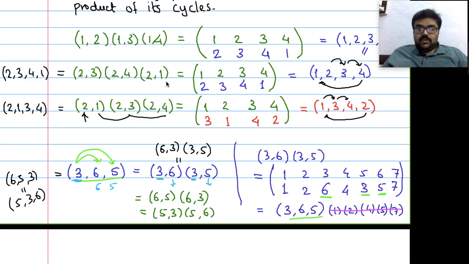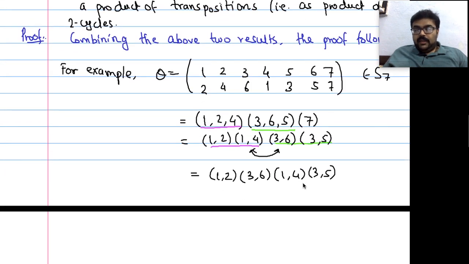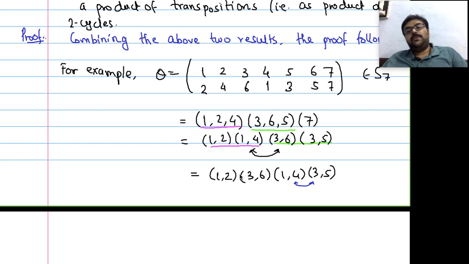Okay, so again these 2 also can commute, so there is no problem. Similarly, this 1, 2 also can be jumped. So this 1, 2, 1, 4 can be written on the right side, and 3, 6, 3, 5 can come here also. So there is not a unique way, but we can write.